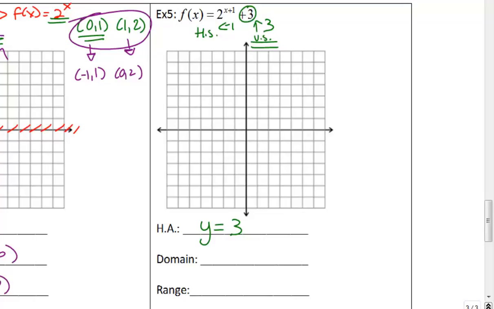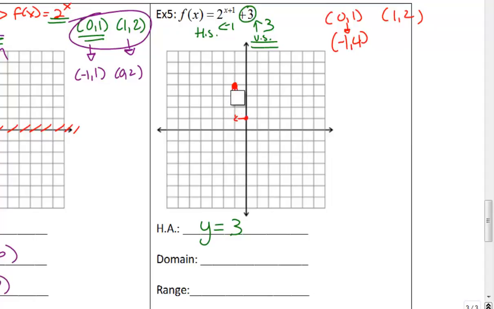Well, what are the anchor points? Well, the anchor points, my base is 2. That would have been 0, 1, and the point 1, 2. All right, now let's put those anchor points and move them with our shifts. So here's the point 0, 1. My horizontal shift says move it 1 to the left. Vertical shift says move it up 3 units. So here is my new point. Well, what is the location of this point? This point is negative 1, 4. So it changed and became the point negative 1, 4.